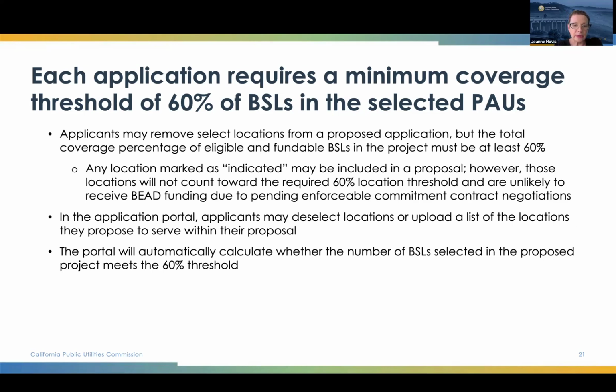In the application portal, you will see that you're able to, in designing your grant area, deselect locations, remove them from your proposed grant area, or you can simply upload a list of the locations you propose to serve. And the portal will calculate whether you are meeting the 60% threshold or not.